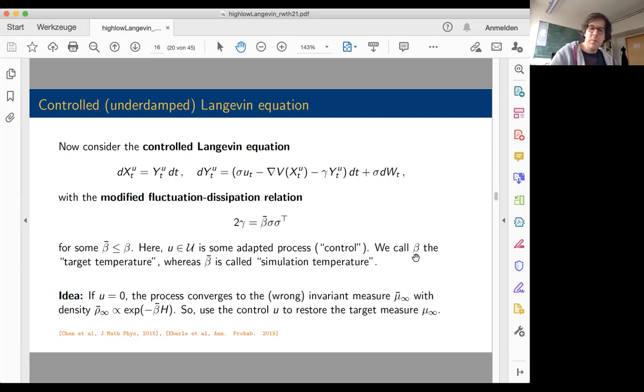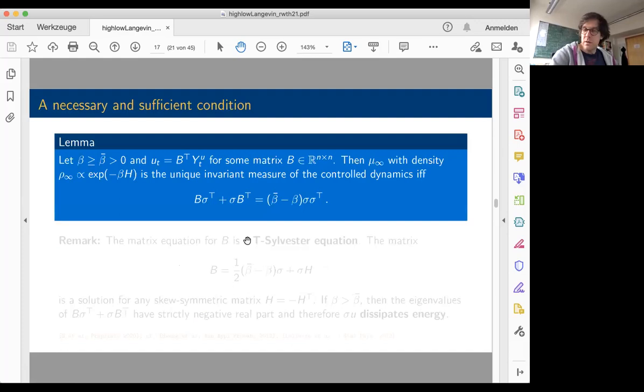And I call beta the target temperature. So this is the small temperature that I had originally, and beta bar is the simulation temperature, which corresponds to the higher temperature I want to use for the Monte Carlo simulation. What you can see immediately is, of course, if I set u equal to 0, so if I don't use control, then I would sample from the wrong invariant measure, because I would sample from the invariant measure at the simulation temperature beta bar, but not the target temperature beta. Okay, so let's think about how to use the control in order to restore the correct invariant measure.